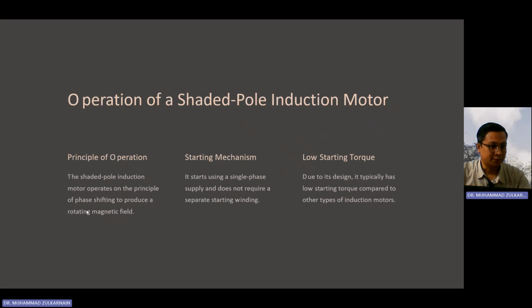The shaded pole induction motor operates on the principle of phase shifting to produce a rotating magnetic field. And then in the starting mechanism, it starts using single phase supply and doesn't require a separate starting winding. And then low starting torque, due to its design, it typically has low starting torque compared to the other type of induction motor. So compared to other, this one is very low of torque. So maybe it's not suitable for the starter motor.